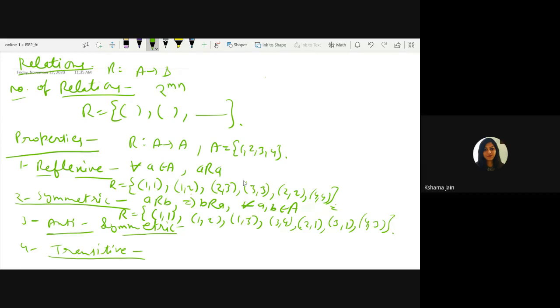Okay, understood? Antisymmetric means anti, that's the word sound, just opposite. So if A is related to B, then B must not be related to A.